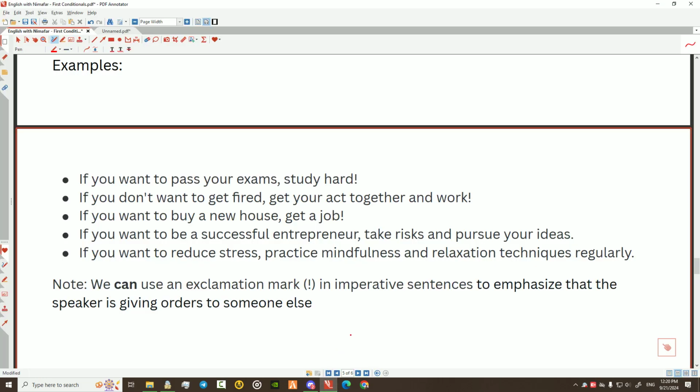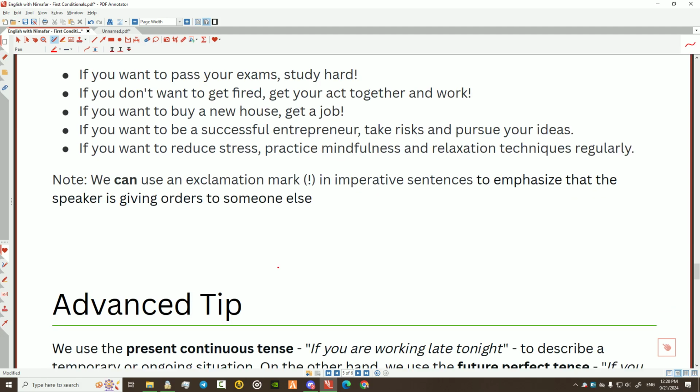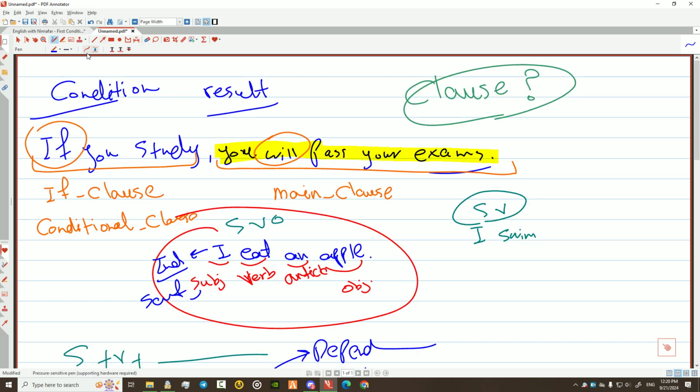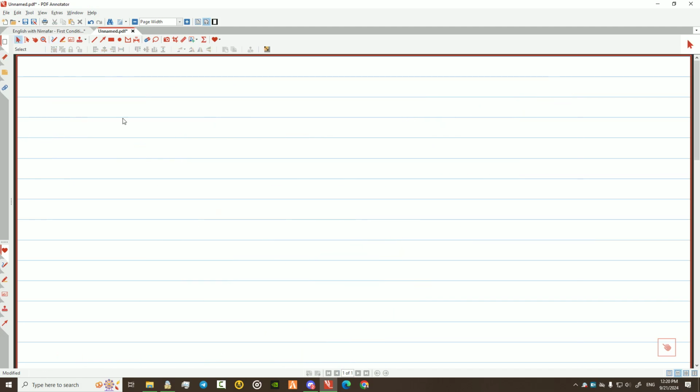yourself. So, if you want to buy a new house, get a job. I don't say you get a job, he get it. No, get a job. There is no subject. It's imperative commands, and others. Advanced tips. So that was first conditionals. I want to talk about zero conditionals.